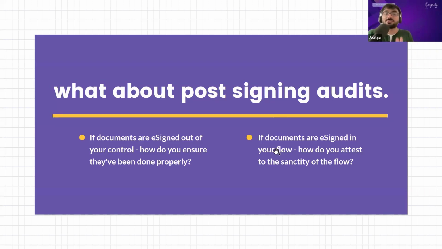So how do you solve for these 2 post-signing scenarios? One where you don't know how it's been signed, right? And 2, where you've signed it, but you need to show someone else, look, I have done it properly, right? How do you solve these 2 things? I'll hand it over to Rachna, who was pivotal in developing a feature we built to solve this.